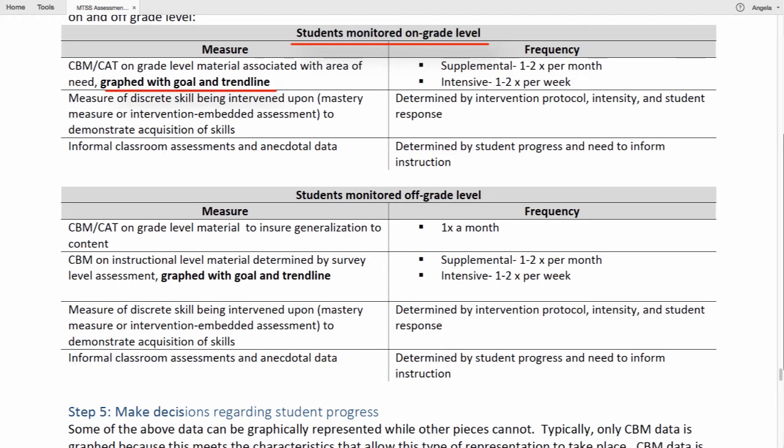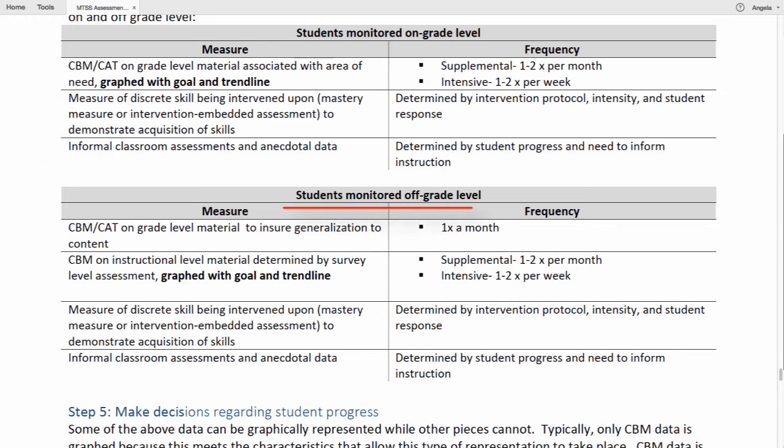These are the data that's graphed. This is for students that are not as far below grade level. You're going to graph that grade level CBM or computer adaptive test. In addition to the graph data, their progress is also monitored using those other measures of the skills of the intervention, like the mastery measures and the intervention embedded assessments. And also, again, informally through classroom instruction.